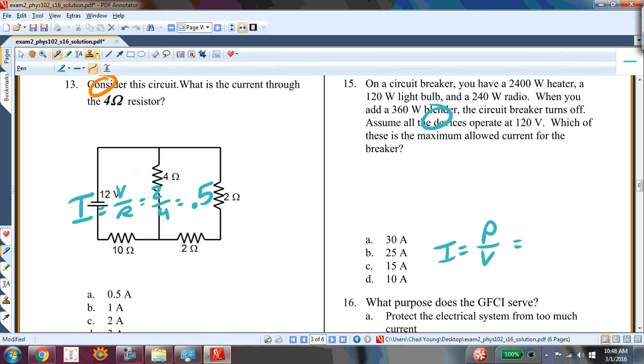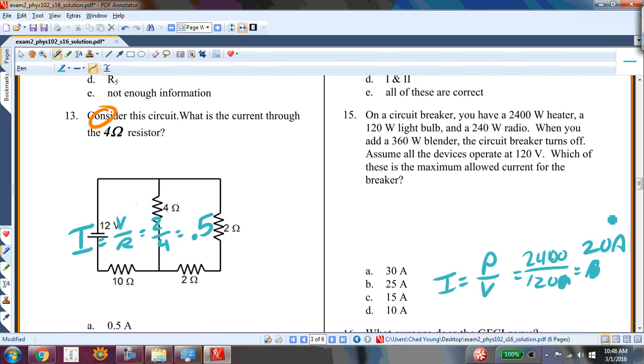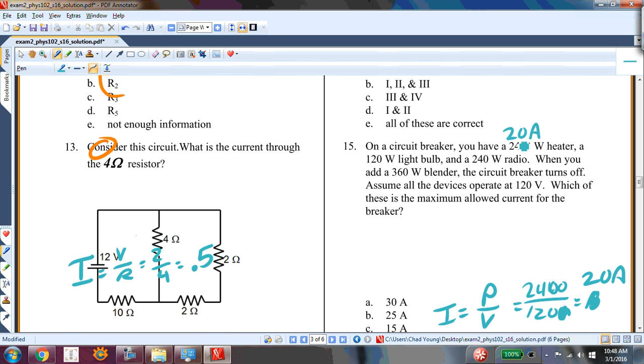So this first one is going to be 2400 over 120. So it carries, what's that, 20 amps. So I got 20 amps here. I've got 120 over 120, that's 1 amp. This is 2 amps. So initially I have 23 amps operating.